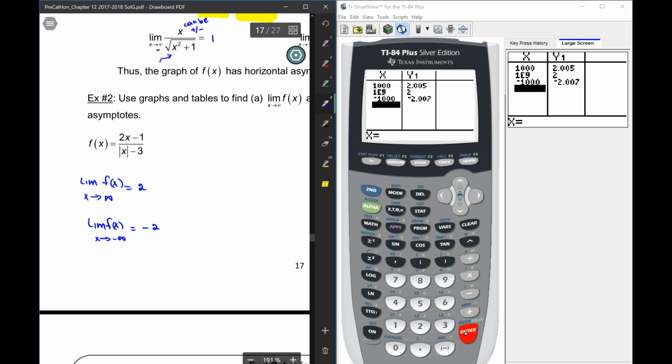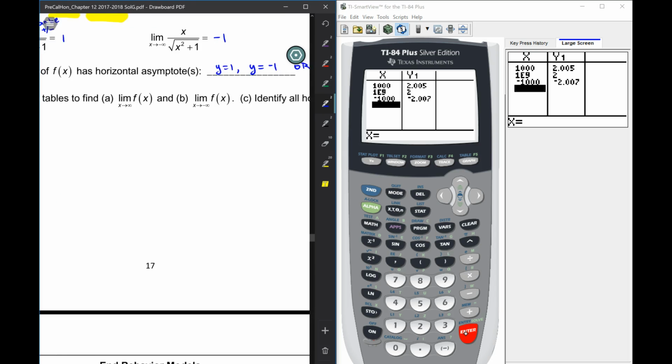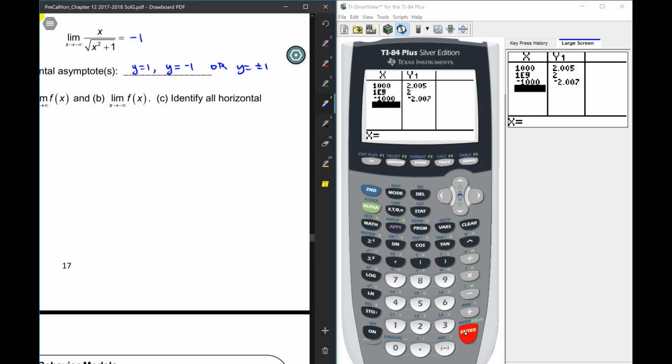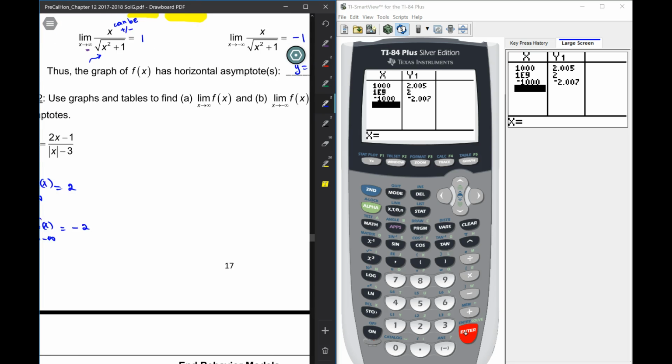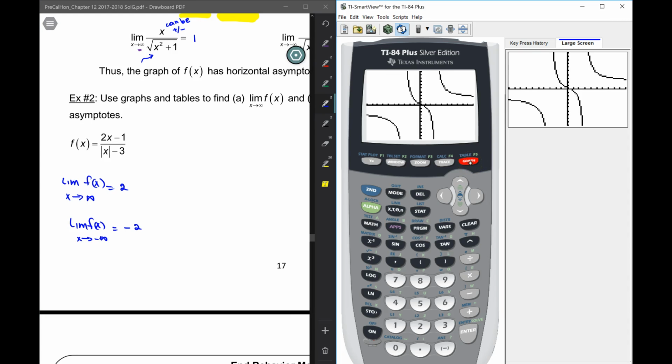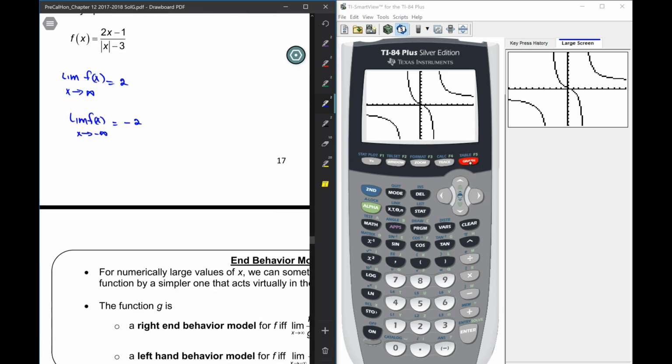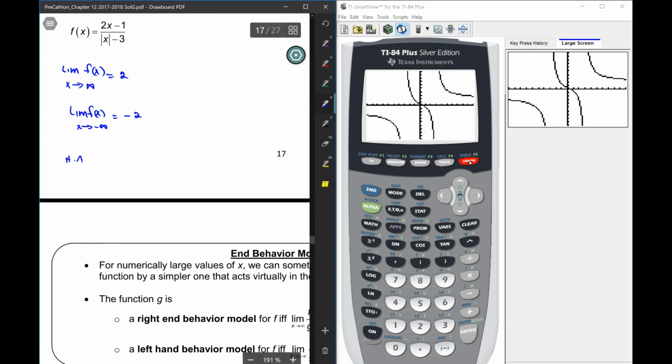What if my y values aren't that? We can go into them later. Okay, so that's how we're going to do that. Now we found the limit, and identify all horizontal asymptotes. If you look at your graph, where are there horizontal asymptotes then? Right. So horizontal asymptotes are y equals -2, y equals 2.